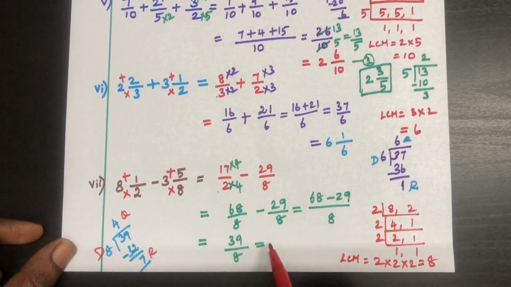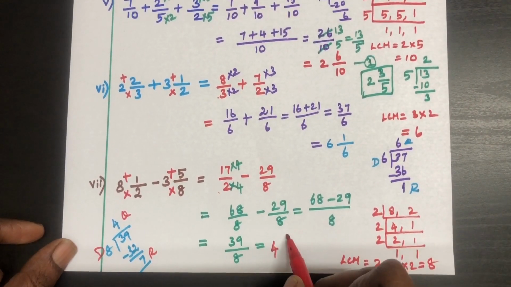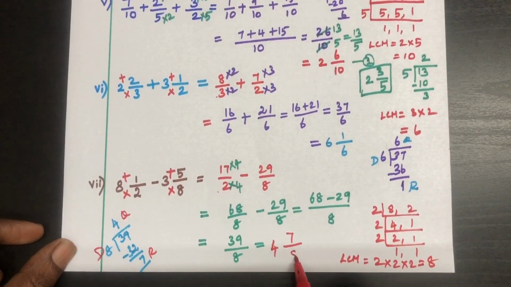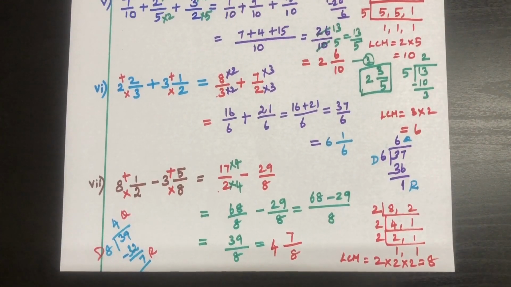QRD. What is Q? 4. R is 7. D is 8. 4 7 by 8. That's all.